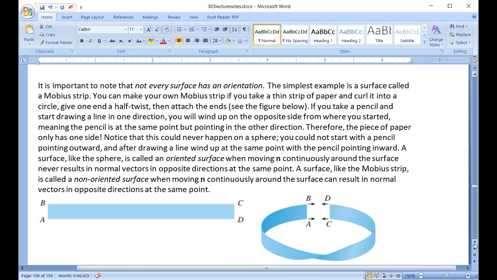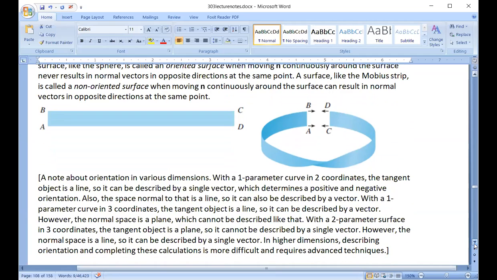Okay. All right. And then one other quick comment. We've talked about orientation with two-dimensional objects, or in two coordinate dimensions, and now we've talked a little bit about it in 3 coordinate dimensions. How does this all work in higher coordinate dimensions? It starts to be more complicated. And doing integrals with different dimensional things in higher dimensions is also more complicated. That's all I want to say about that. Okay. So that was a quick word on orientation.